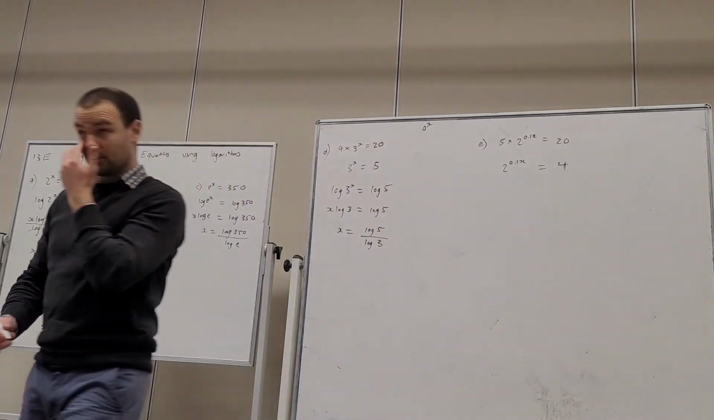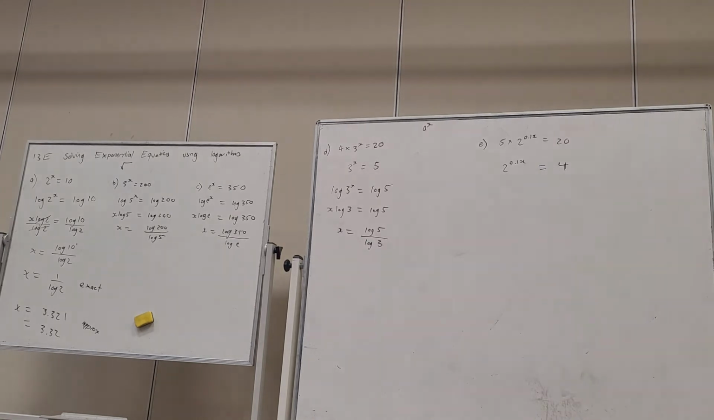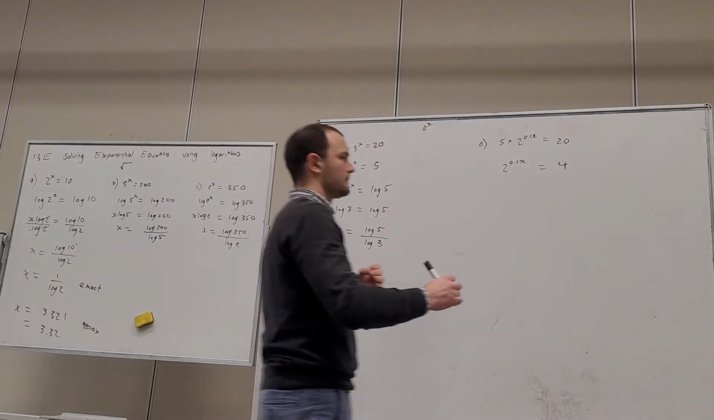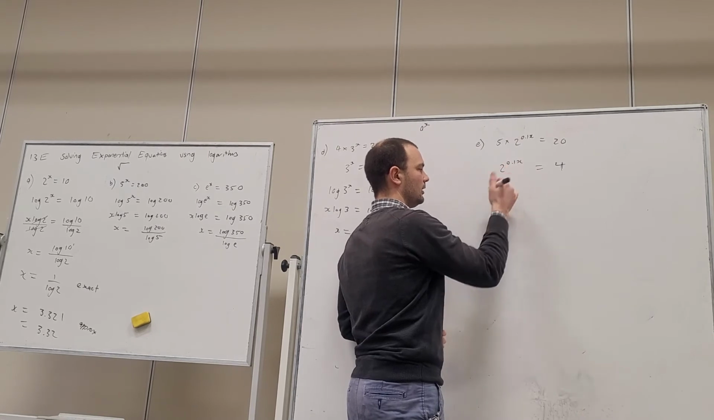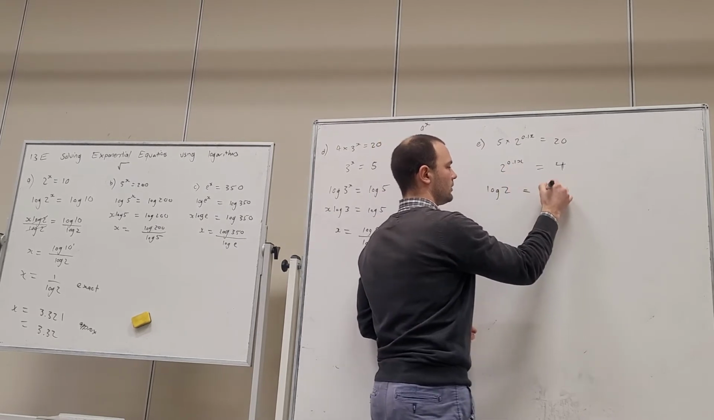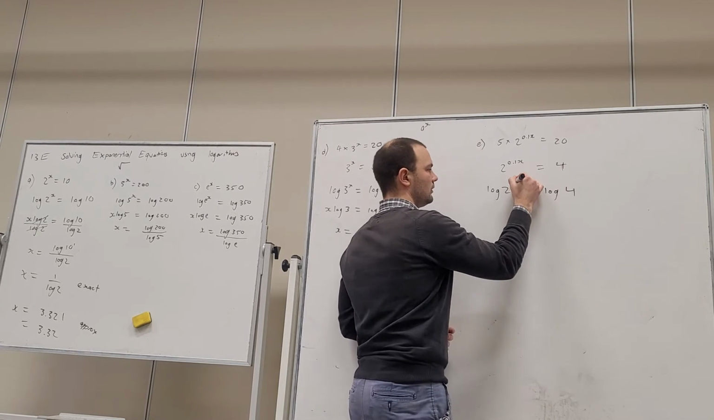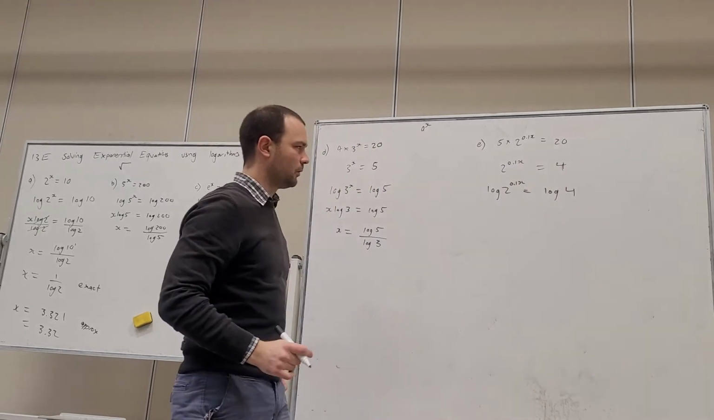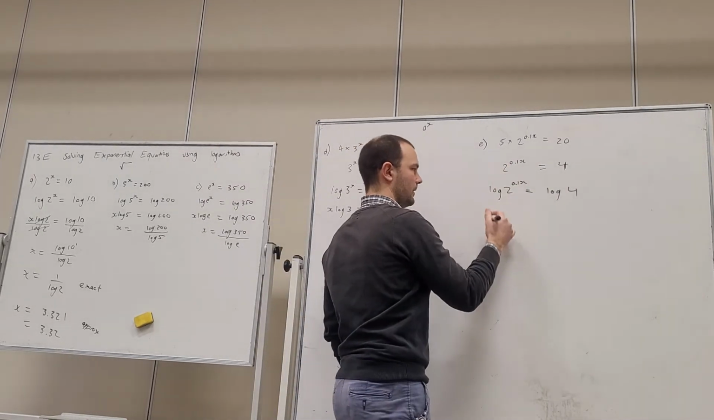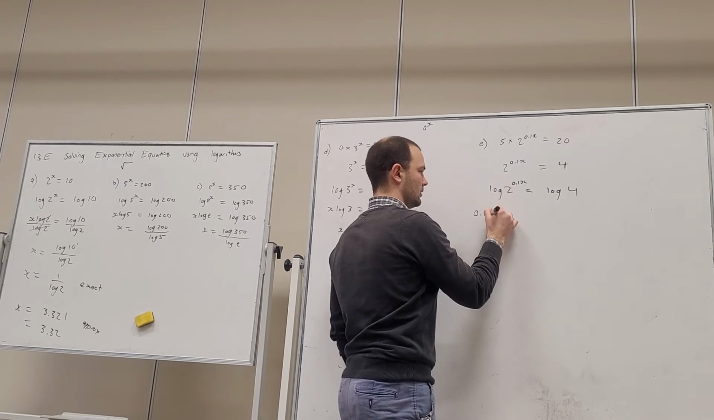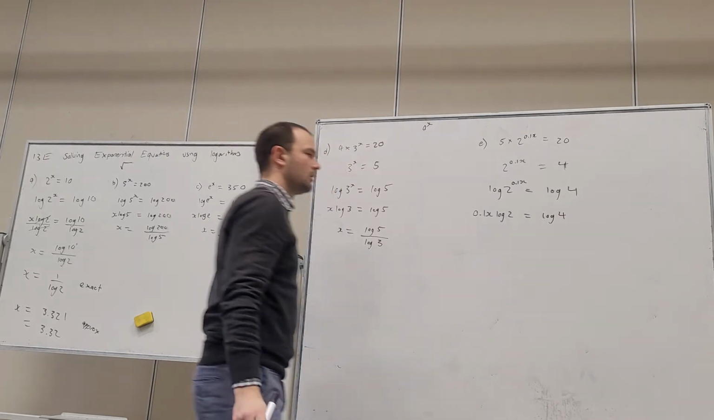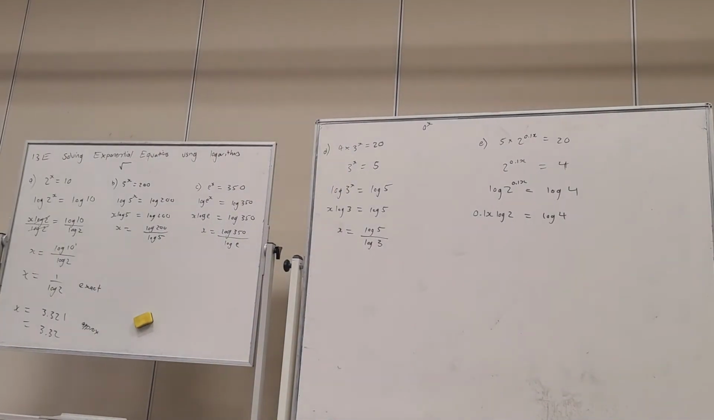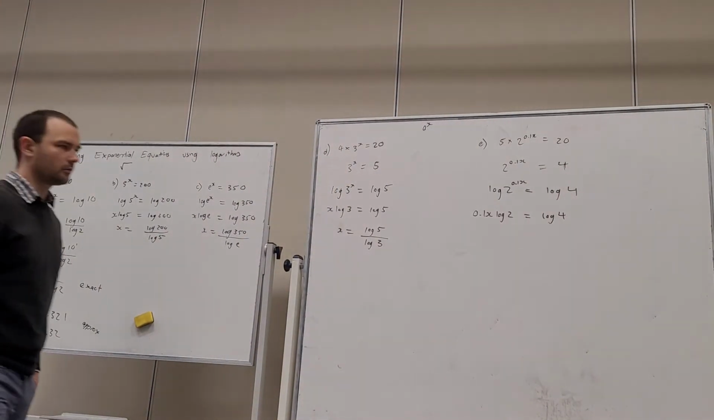Okay, now I'm going to show you the logarithm process, and then we'll look at one way we can equate the bases, equate the powers. So here we're going to log both sides. We'll have log 2 to the 0.1x equals log 4. We're going to move the power out the front. So 0.1 times x times log 2 equals log 4. And I'll do this in a few steps.